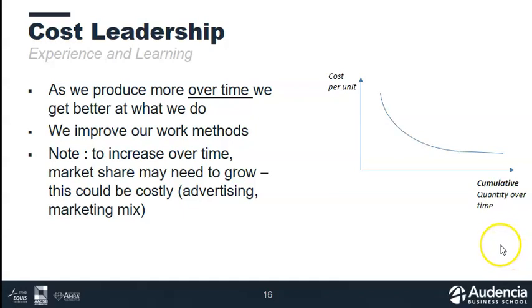Now, this is great. We're getting better at doing things. We're improving our work methods. Just bear in mind that to get these high levels of cumulative output and quantity over time, we may need to increase marketing expenditures to get there, and that costs money.